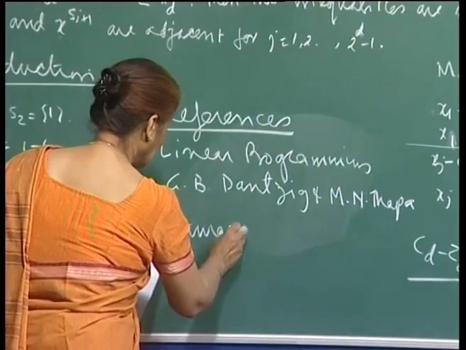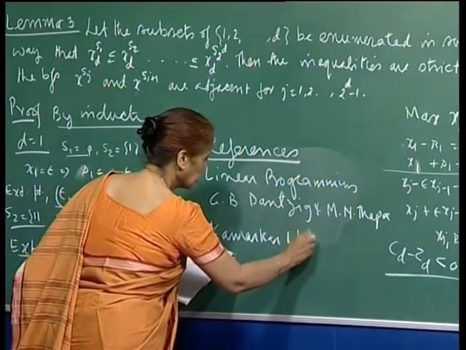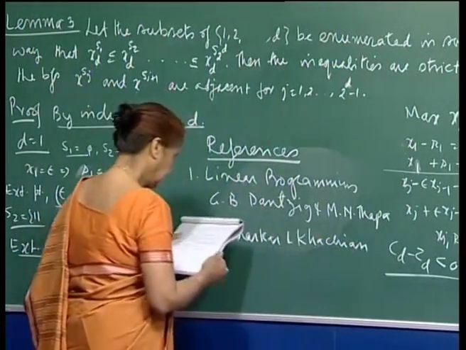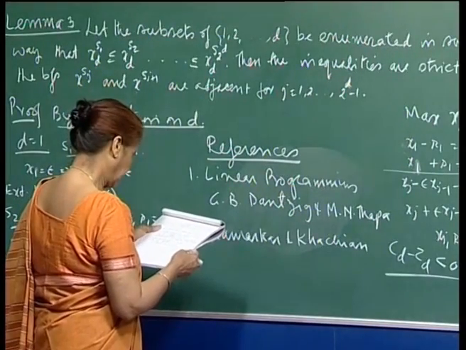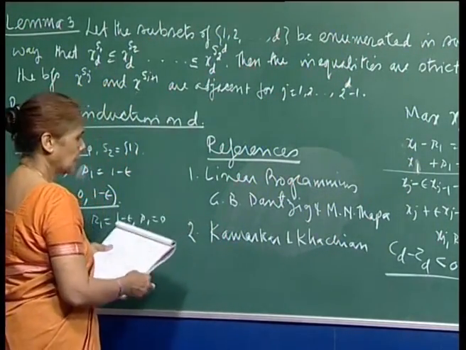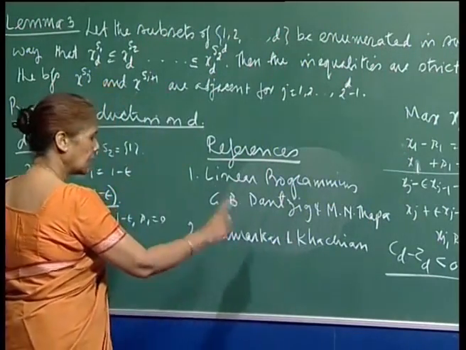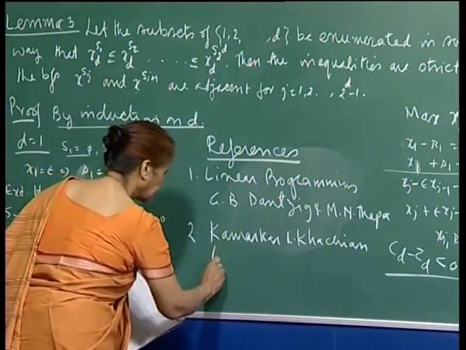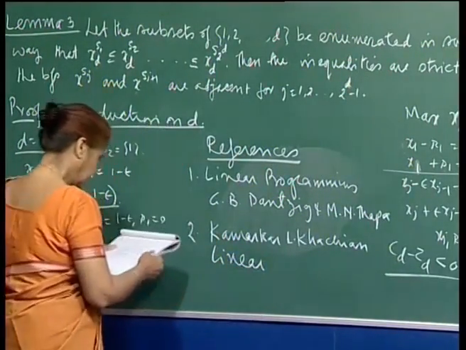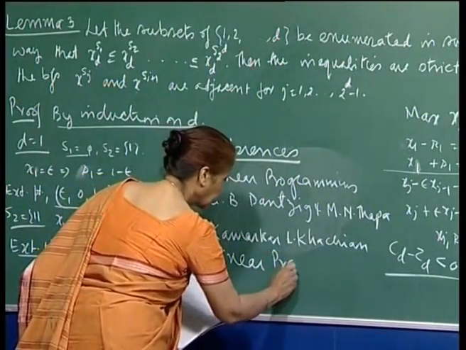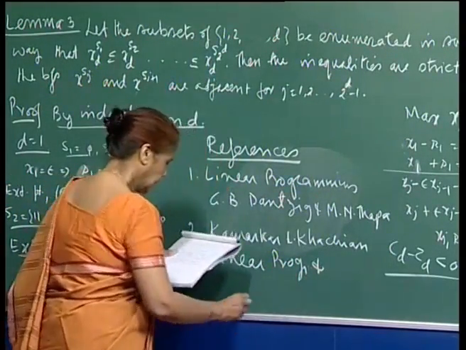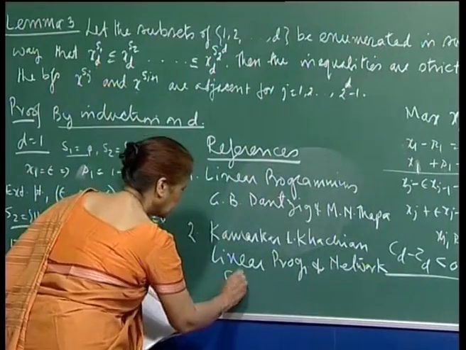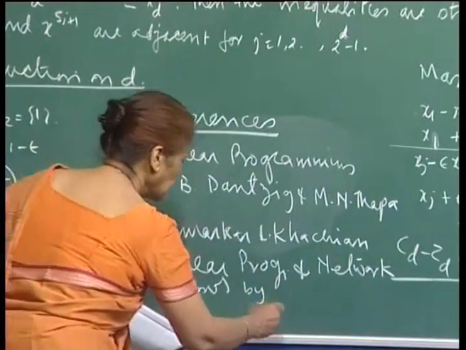And the other one that I want to give you is for Karmarkar and Khachiyan: linear programming, Wiley. Also, Bazaraa and Jarvis. For Karmarkar and Khachiyan, I would like you to also go through this material. The authors have the book Linear Programming and Network Flows by Bazaraa and Jarvis.